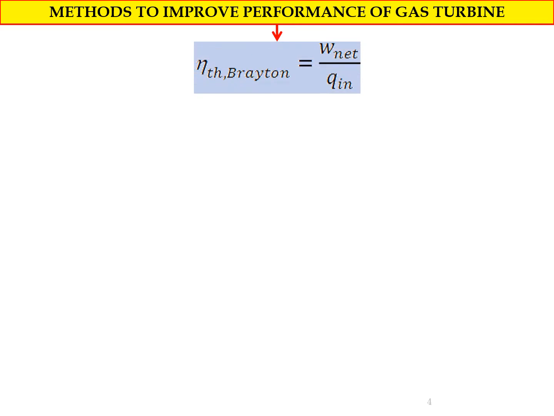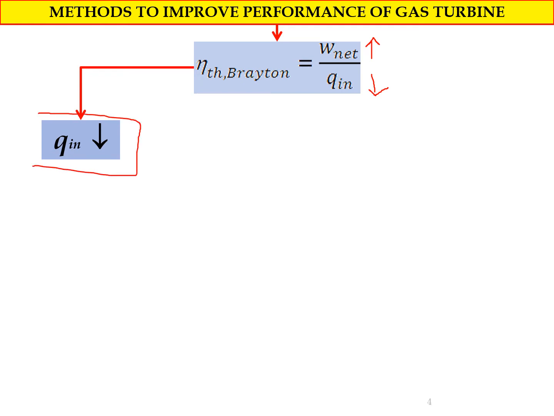As you can see, this is the calculation of the efficiency of the gas turbine, from work net divided by Q in. So from this figure, we know if we increase the work net or we decrease the Q in, we can increase the efficiency of the Brayton cycle. First, we look into decreasing the Q in. As you can see here, Q in is being decreased, and this is called regeneration.